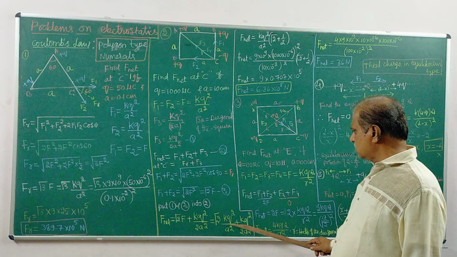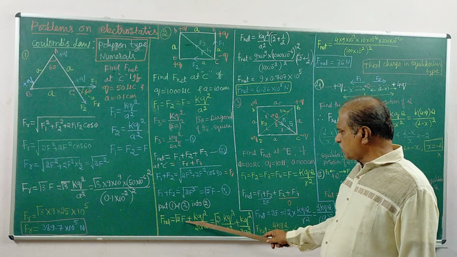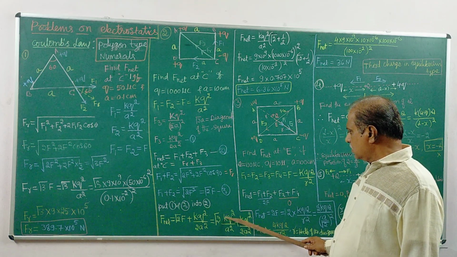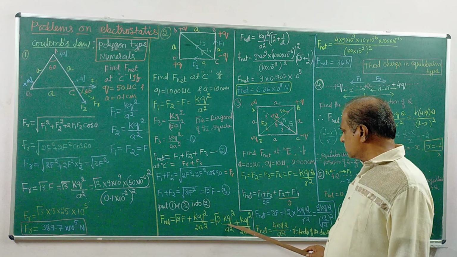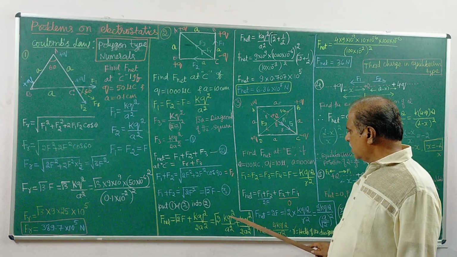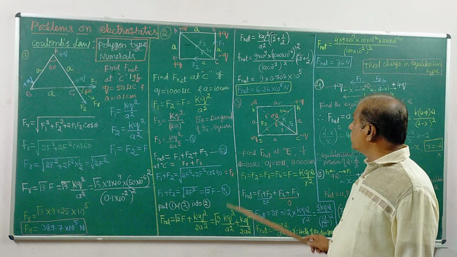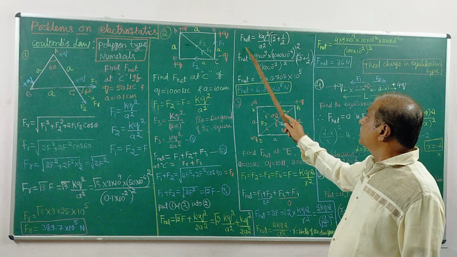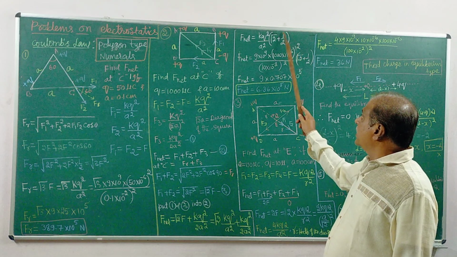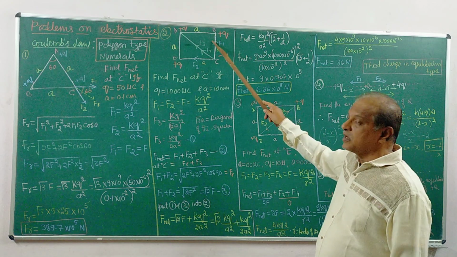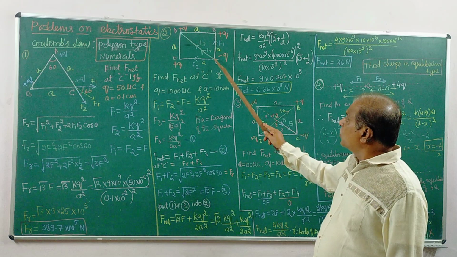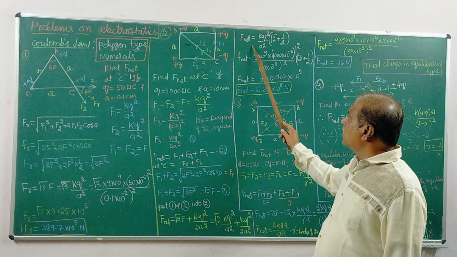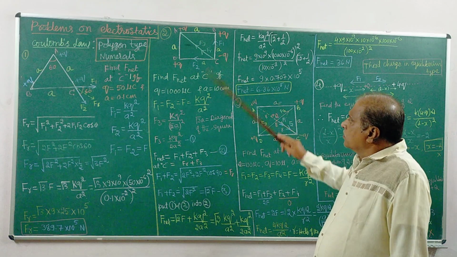this root 2, what is that? Substitute for F: F is equal to k q square by a square, root 2 into this. Taking LCM and simplifying, k q square by a square is the common factor, into root 2 plus half. That is the final formula, the mathematical formula for the net force at this point C. With this formula we can solve for any set of values given.